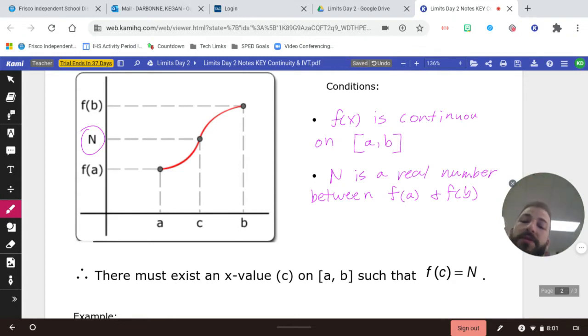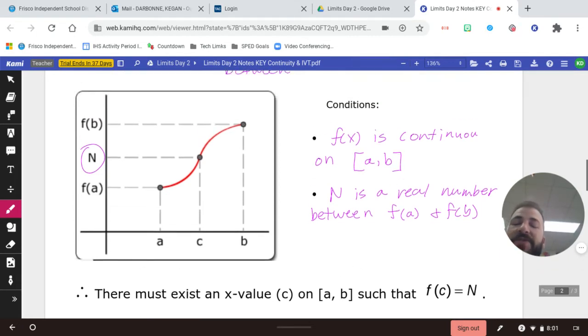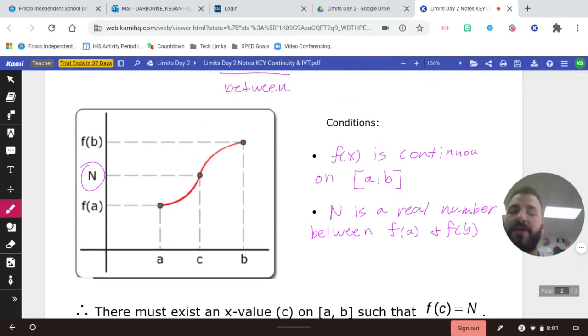Okay, so n is some y value that's in between the function's y value at x equals a and the function's y value at x equals b. Okay, so it has to be between them. Then there must exist an x value c in between a and b such that the function at c would be equal to n. Okay, now this kind of seems redundant, especially when you're looking at the picture. Like, well, yeah, Mr. Starbone, if that's my function and n's there, then yeah, there's going to be a c.